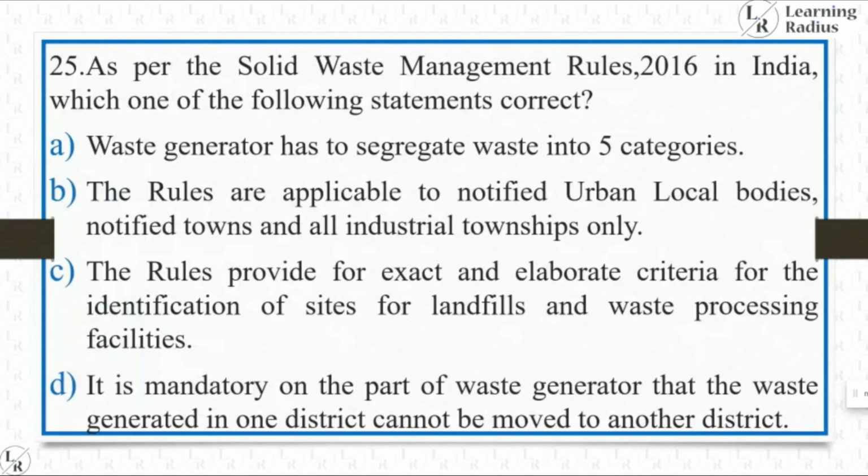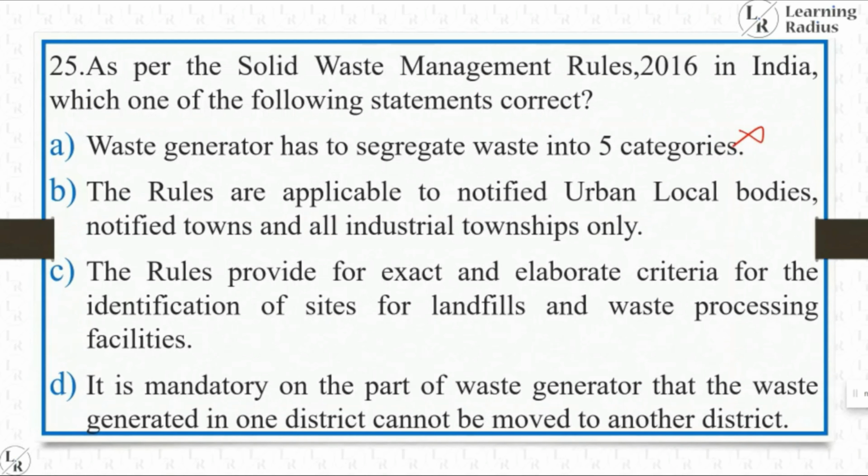As per the Solid Waste Management Rules 2016 in India, which one of the following statements is correct? Waste generator has to segregate waste into 5 categories. The rules are applicable to notified urban local bodies, notified towns and all industrial townships only. The rules provide for exact and elaborate criteria for the identification of sites for landfills and waste processing facilities. It is mandatory on the part of waste generator that the waste generated in one district cannot be moved to another district. So UPSC is asking, the statement that waste generator has to segregate waste into 5 categories, that is wrong.